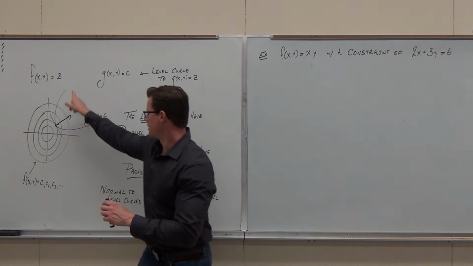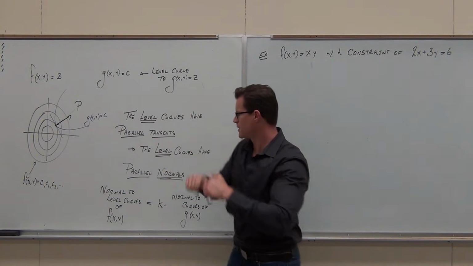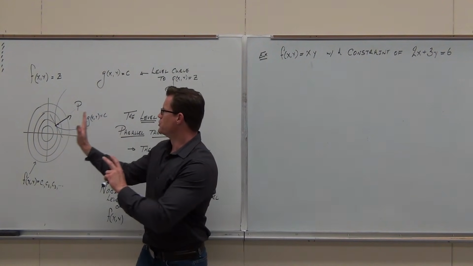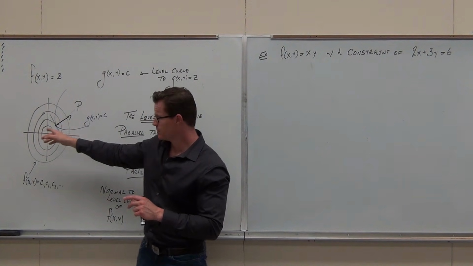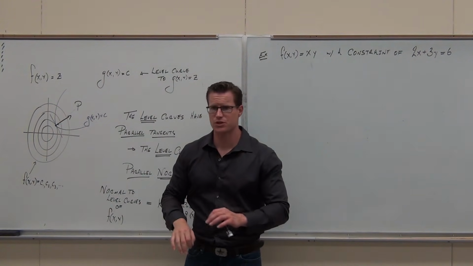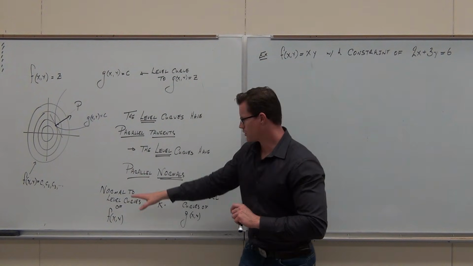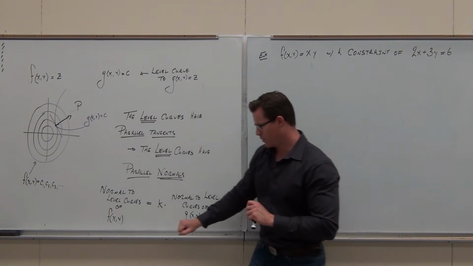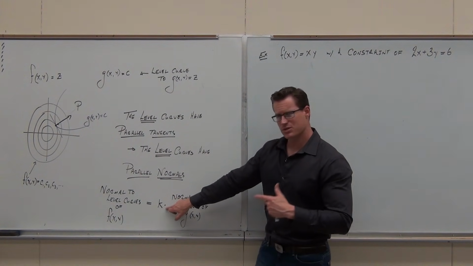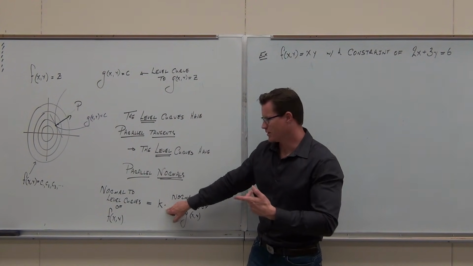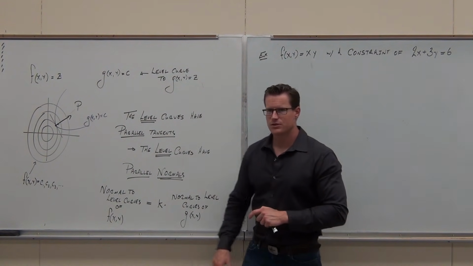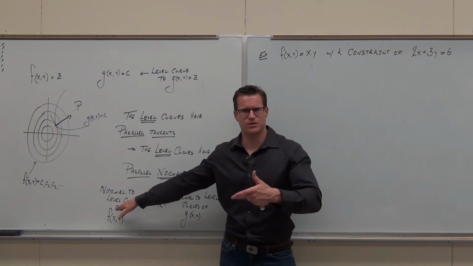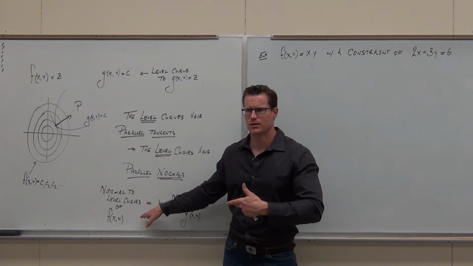Level curves of F? Yep. Level curve of G? Yep. What I know is that the normals to those level curves at that one point have to be scalar multiples. So the normals to level curves of f(x, y) are k times, let's call that a constant, just some scalar, a scalar multiple of the normals to the level curves of g(x, y). Do you see that what we just spoke about is written down in this kind of verbal model here?